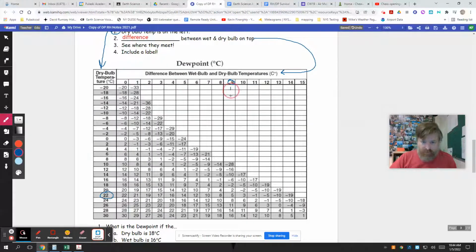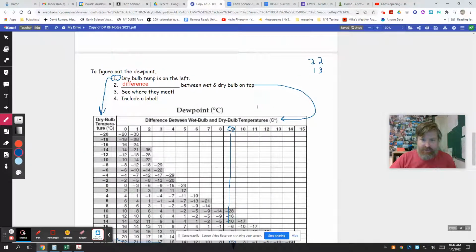Step three, see where those two meet. Come down that column, come over that row, those two meet at 5. In other words, right now in this room, the dew point is 5 degrees C. There's your label. In other words, if I got something down to 5 degrees C, I should get condensation on it. That's it.